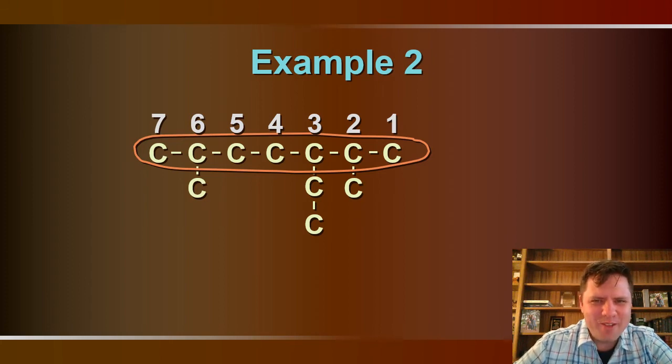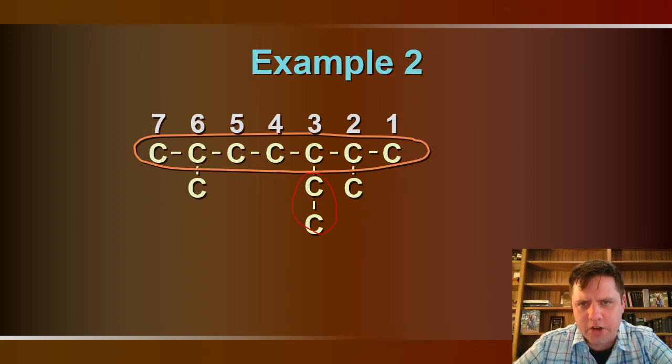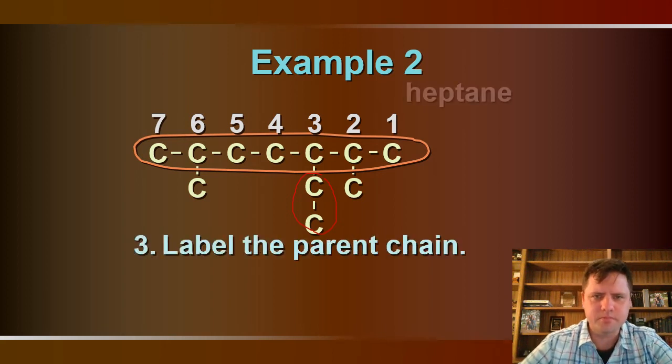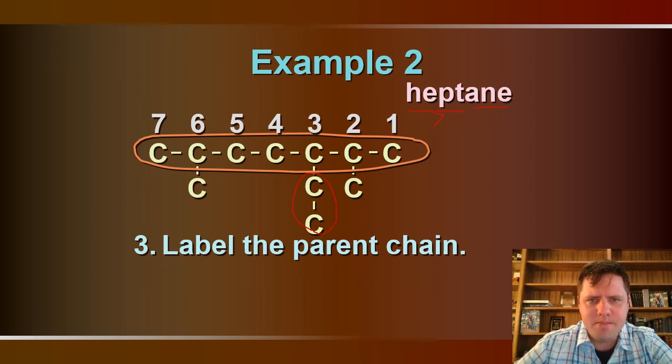And then we can count these carbons. What we're doing here is we're counting them this way because this group is closer to this side. We have more activity on this side of the molecule. So we're going to start our counting from the side that includes this ethyl group. So we label the parent chain as heptane because we have 7 carbons that we counted. That means hept, and we use ane because they're all single bonds.